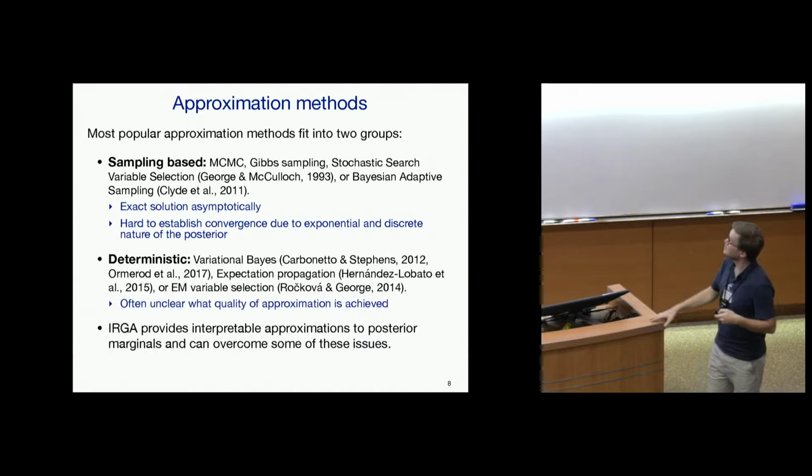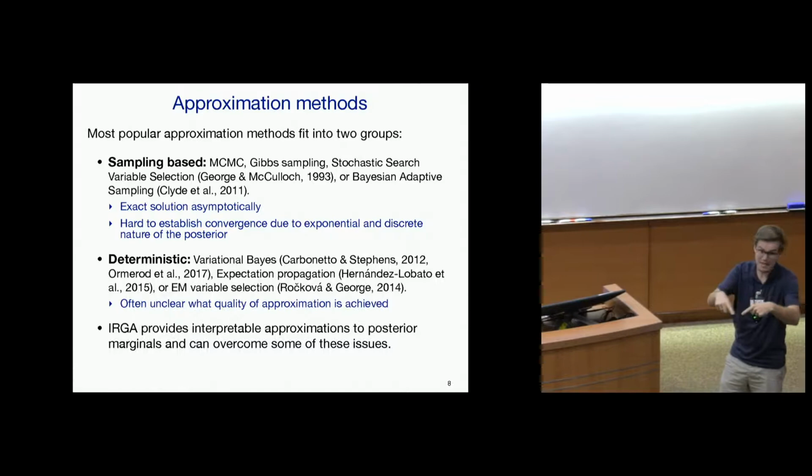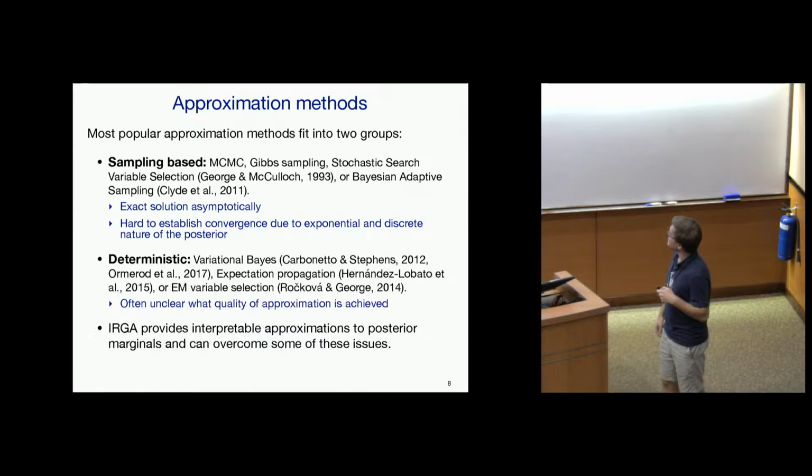And it can be hard to assess whether that's going on or not. So therefore, as an alternative, there exist more deterministic methods that are more iterative in nature. They just converge to an approximation, and then they take that as their posterior approximation. So there are variational Bayes methods developed. Expectation propagation is quite successful here. Well-known examples include expectation EMVS.